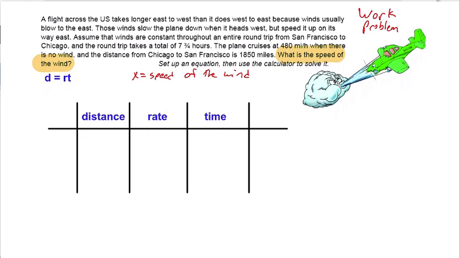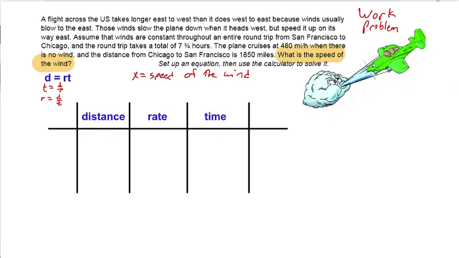But that d equals rt can be manipulated also. If you divide both sides by r, you can say that t equals d over r, or you could also say that r equals d over t. So those are three versions of the same equation. It makes sense, rate is the distance you travel divided by the time that it takes, miles per hour. That makes sense.